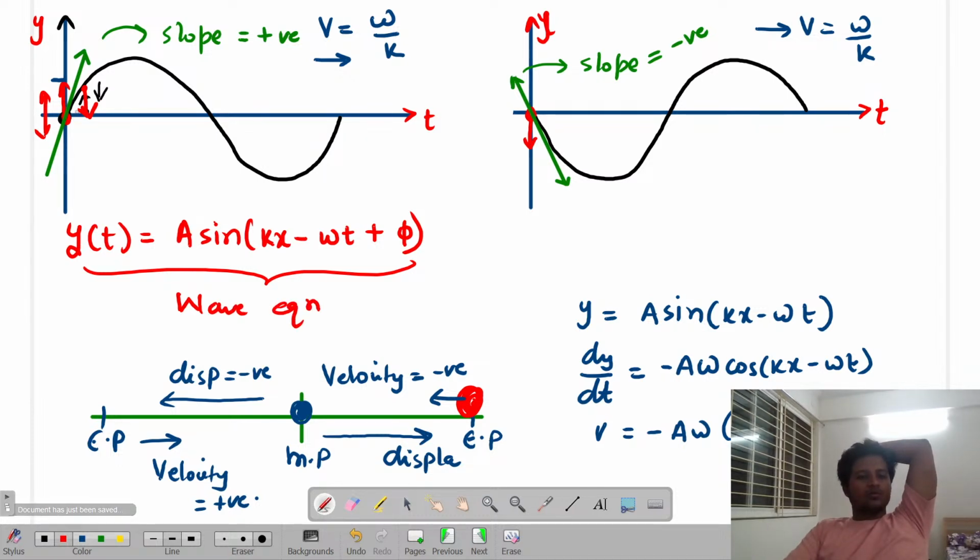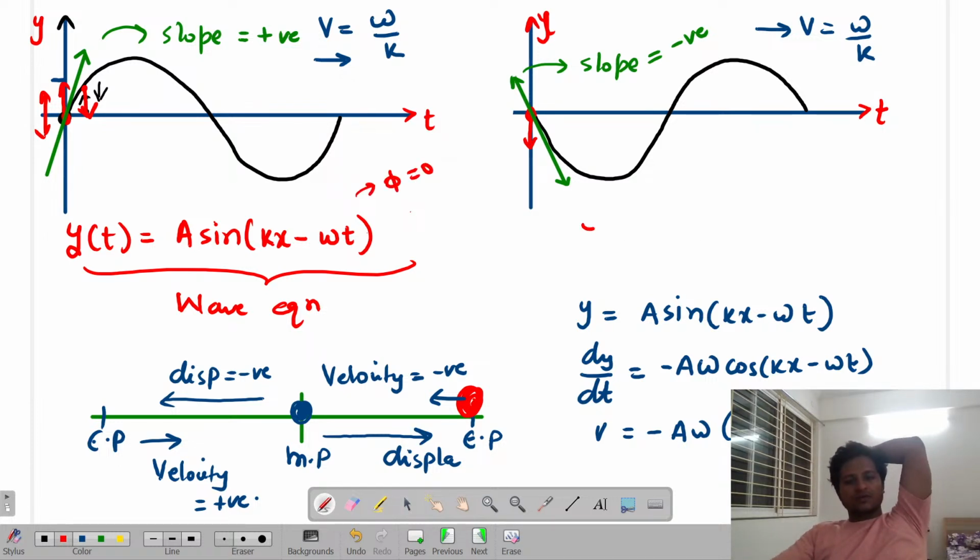Means for every point, if the slope is positive, the velocity of the particle should be negative. Wherever the slope is negative, velocity of the particle is upwards. Is that clear or not? Now you got the idea? And this is why this graph was written. If this has zero phase difference, this was written as a sin kx minus omega t with phi equal to 0.